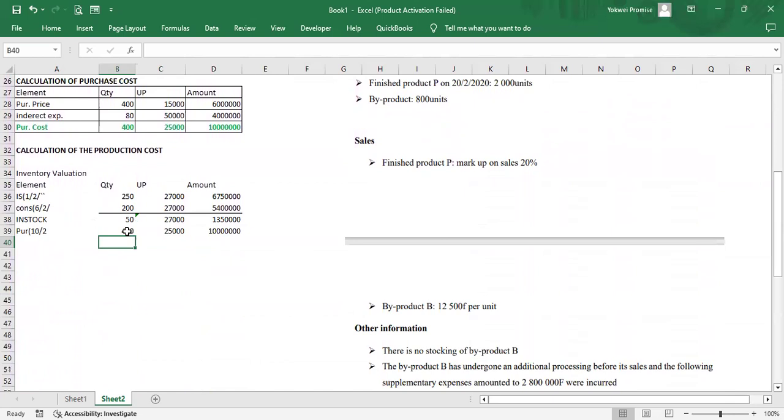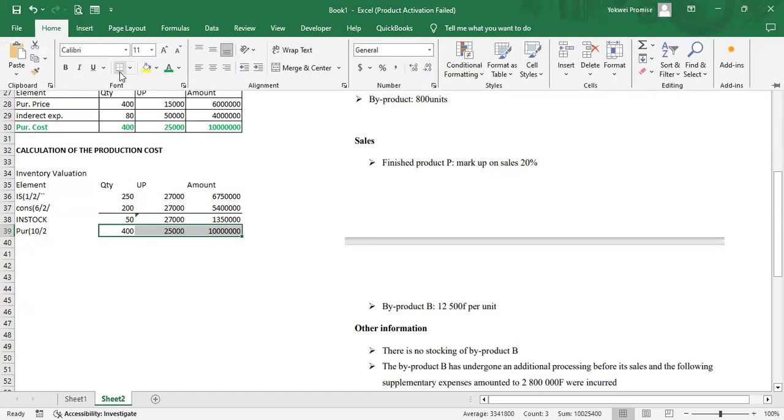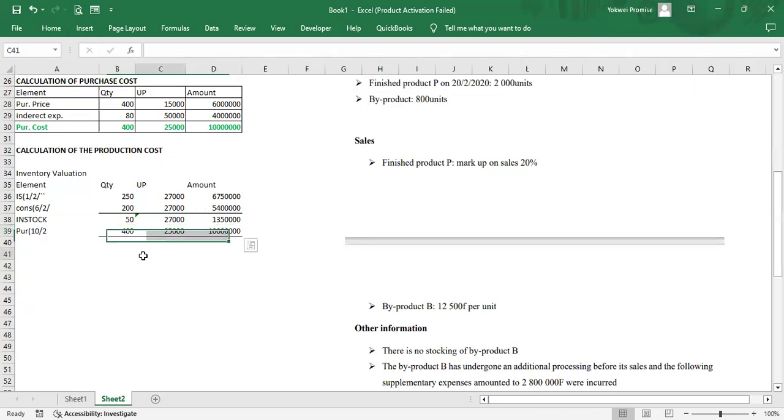Let me draw another line so that what is in stock and the consumption are clear. Remember, we are using the FIFO method here. In stock we have the total of what we have here. I will not determine the unit price here, please, because we are using the FIFO method.